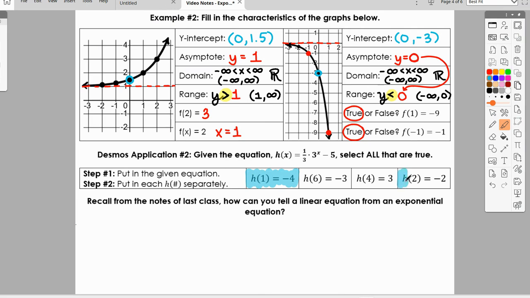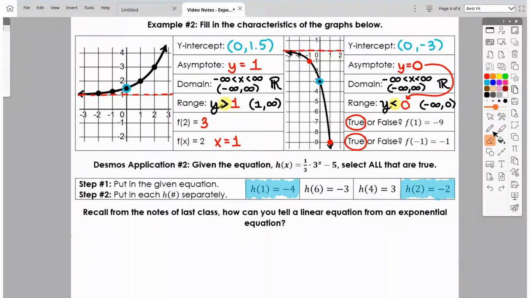We want to recall from the notes of last class, how can we tell that we have a linear equation versus an exponential equation here? Our linear equation will be, sometimes, in the form or easily able to be put in the form y equals mx plus b. We'll have the m be 4 and the b be 1 for this case, just to put an example down. And the biggest thing is that the variable x is going to be multiplied here.